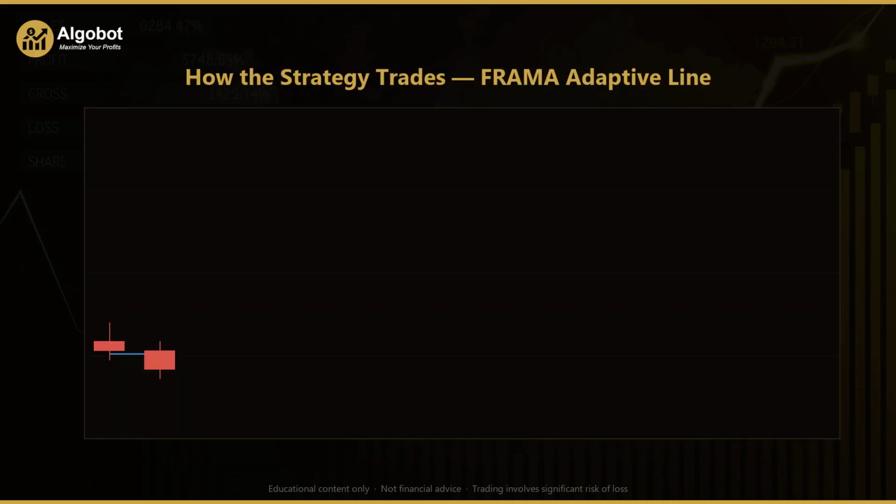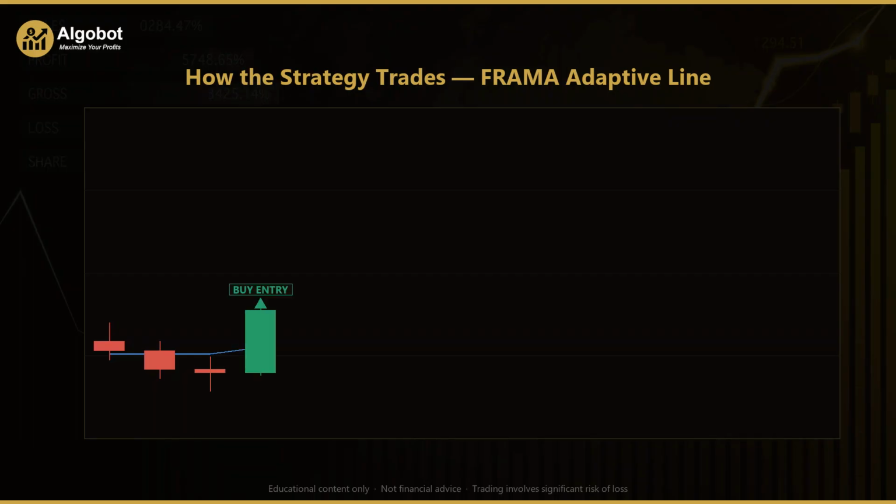Let's walk through this illustration candle by candle, and watch how the blue adaptive line, that's FRAMA, shapes both a long and a short trade. Notice there's no separate panel underneath. That's because FRAMA is a price overlay indicator. It lives right on the candles.